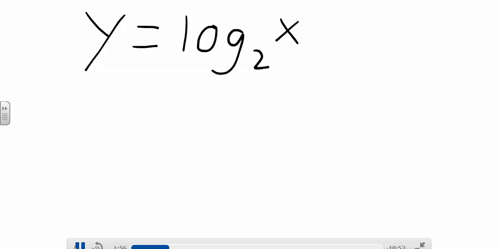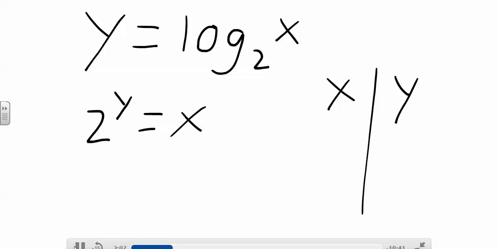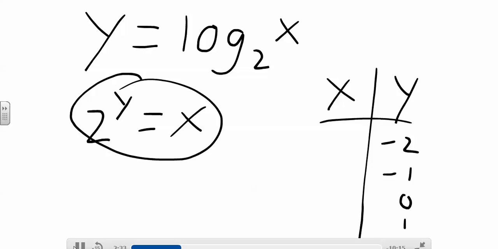So the way we do this is we rewrite it. I'm going to write this as 2 to the y equals x, and I'm going to make a table from there. What's unique about this table is that instead of picking x values, plugging them in and finding y's, I'm just going to pick y values. I'm going to pick some typical ones that we normally would have picked for x, but this time we're picking them for y: -2, -1, 0, 1, and 2. Then I'm going to use this equation to find my x value.